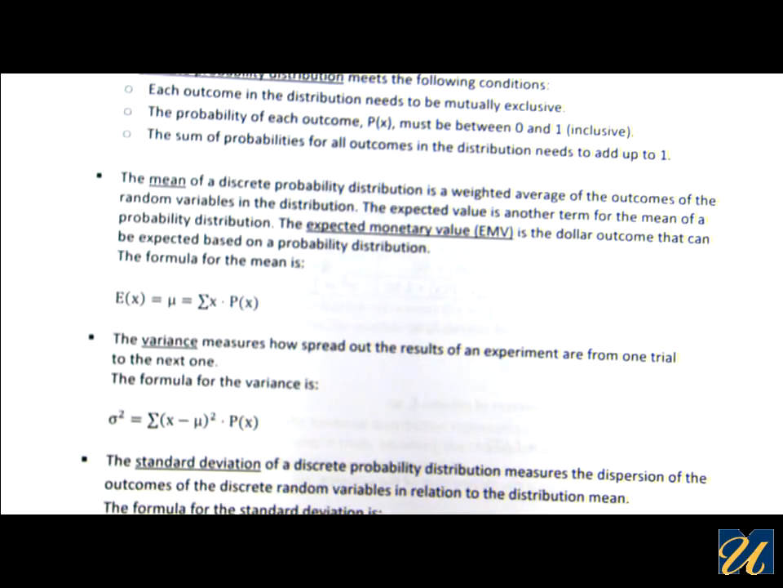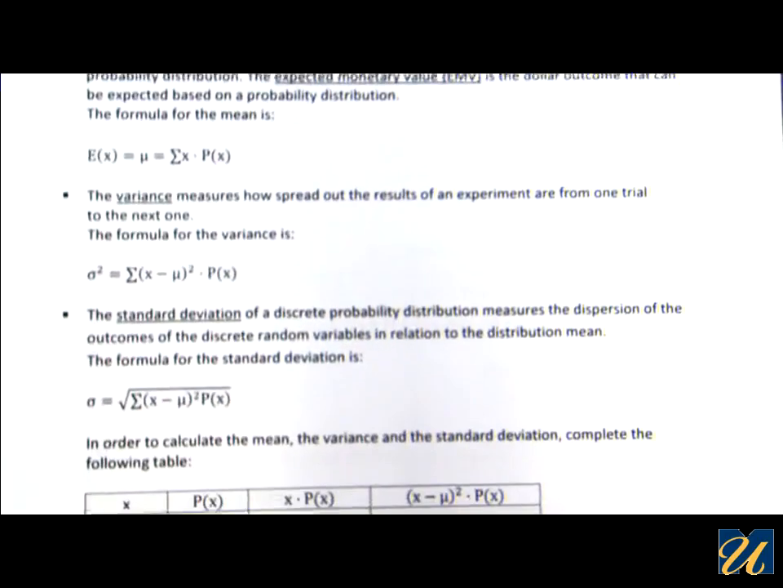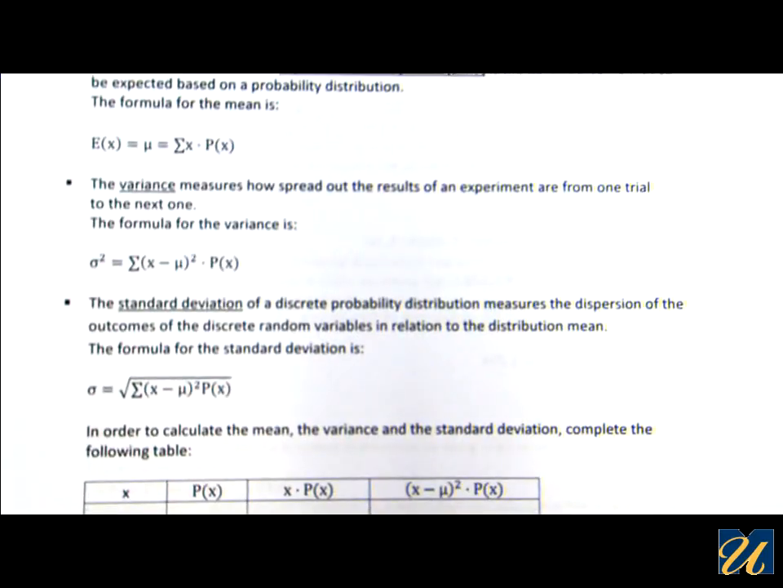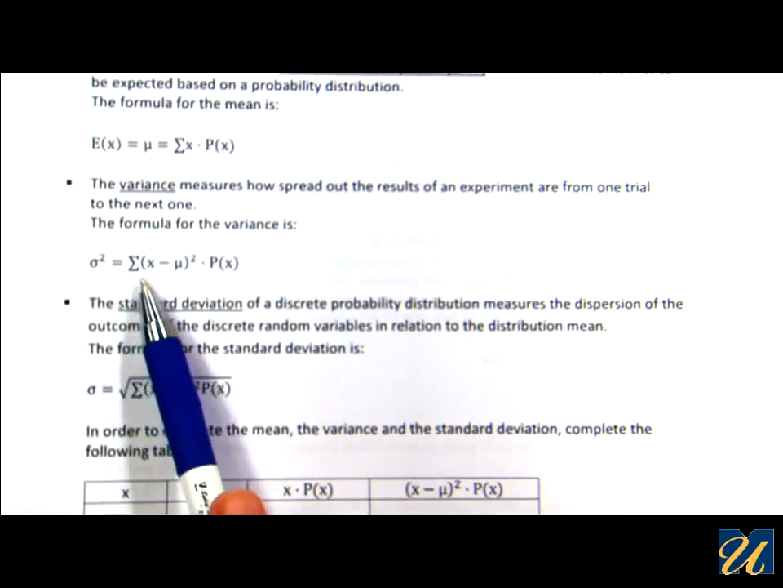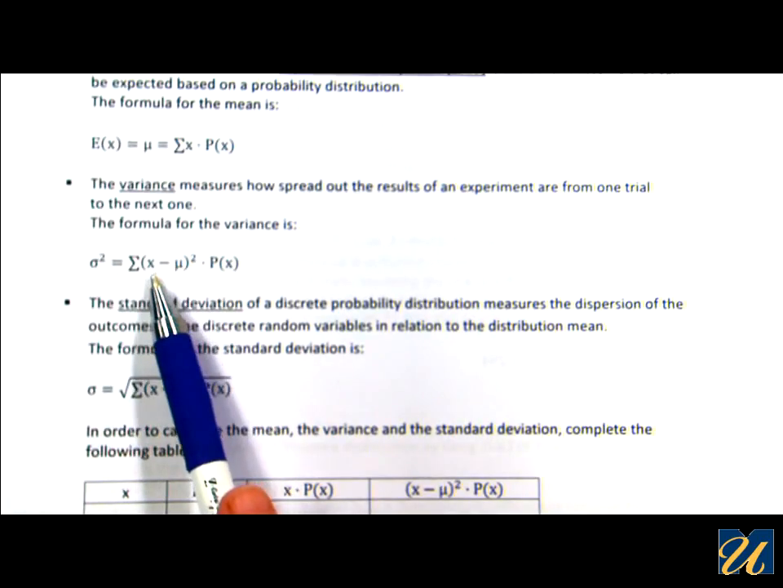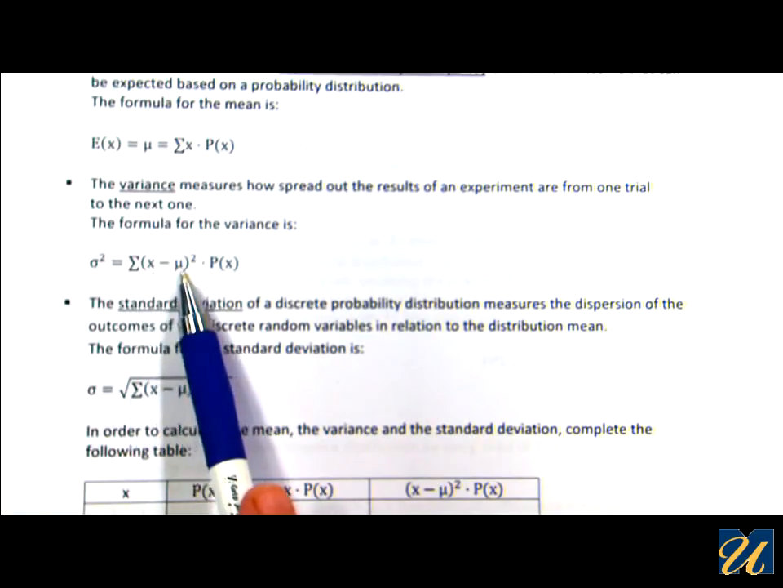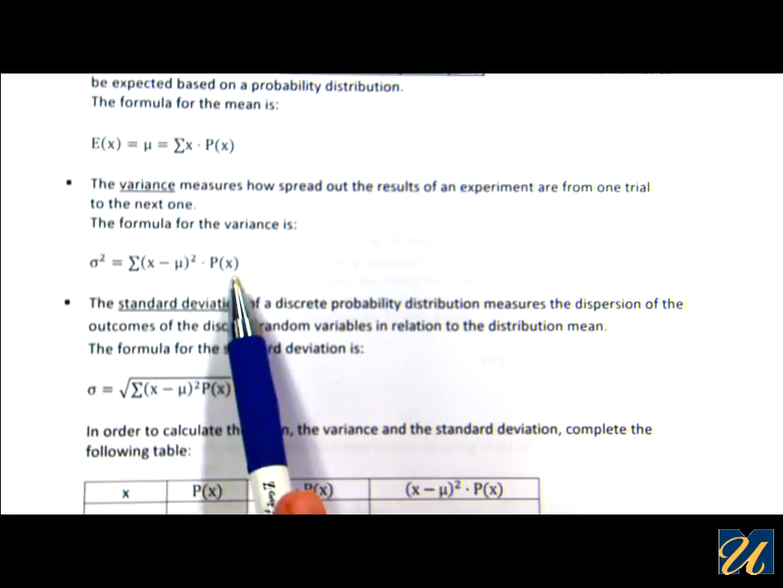The variance measures how spread out the results of an experiment are from one trial to the next one. The formula for the variance for a discrete, once again, probability distribution is sigma square is equal to the sum of the squared deviation of every entry from the mean times its corresponding probability.